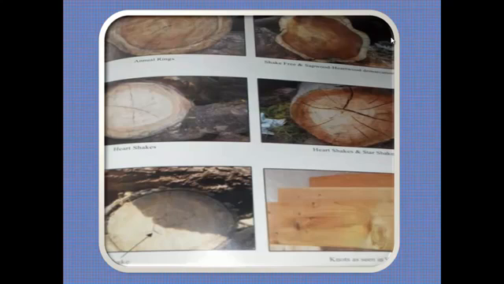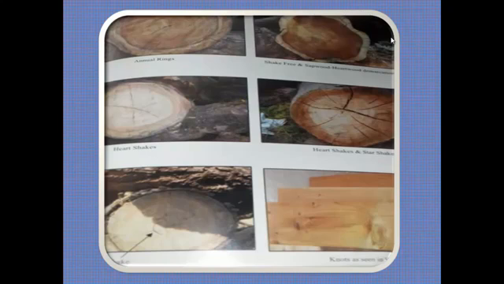Ring shakes develop parallel to the annular rings, whereas heart shakes develop towards the inner region, that is, the heartwood. Star shakes are also called radial shakes. They generally develop in the sapwood and extend inwards. As is obvious from the figure, you can see the heart shakes.